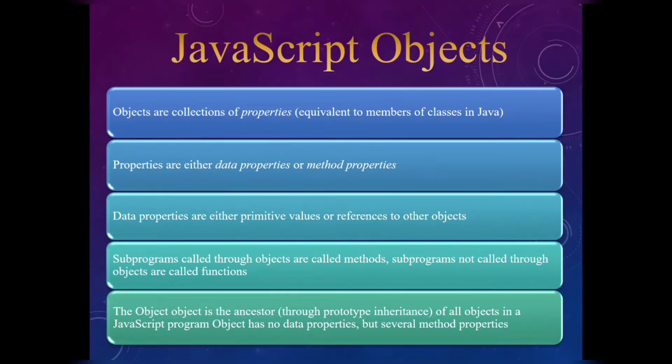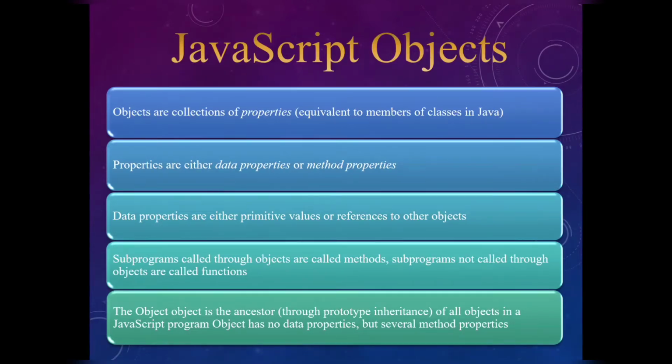As we know, data properties are considered in two categories: primitive and non-primitive. Here, non-primitives are the objects, and subprograms called through objects are called methods. Subprograms not called through objects are called functions. A function is a set of instructions that performs a task on its own and doesn't depend on an object. A method is also a set of instructions, but it is associated with an object. It implicitly passes the object on which it is called, whereas in a function, data passed to the function is explicit.